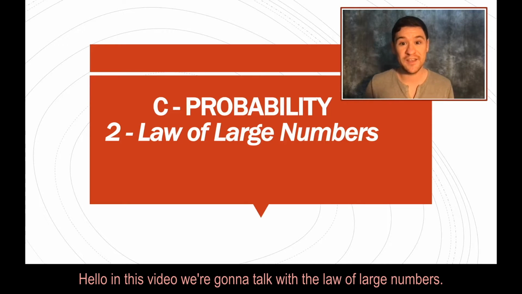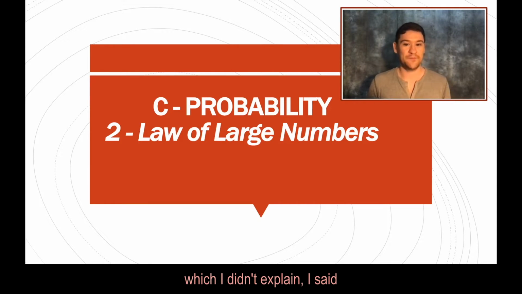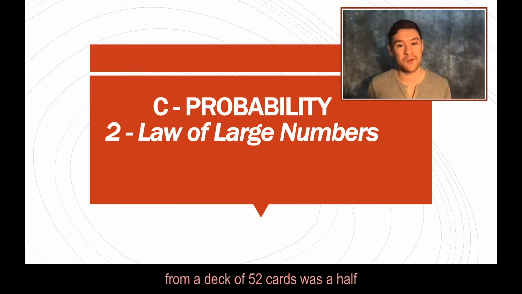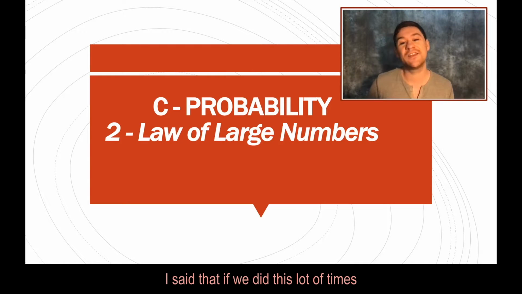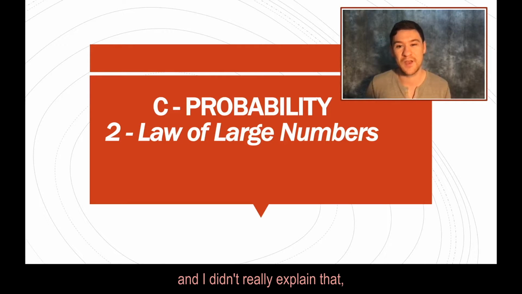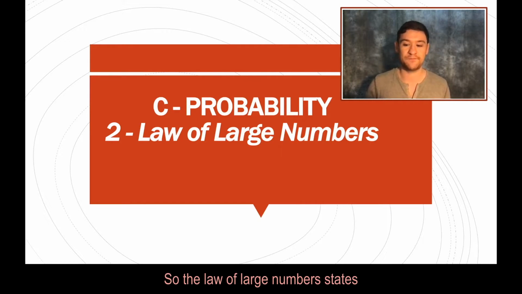Hello. In this video we're going to talk about the law of large numbers. Now in the last video I slipped in a little sentence which I didn't explain. I said because the probability of drawing a black card from a deck of 52 cards was a half, if we did this lots of times we would expect half those events to be black cards. I didn't really explain that. And that is due to the law of large numbers.